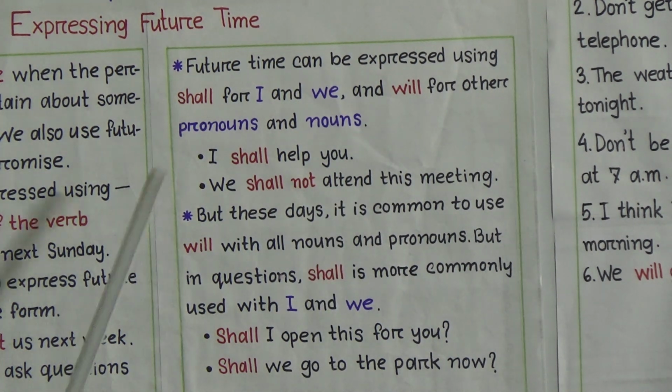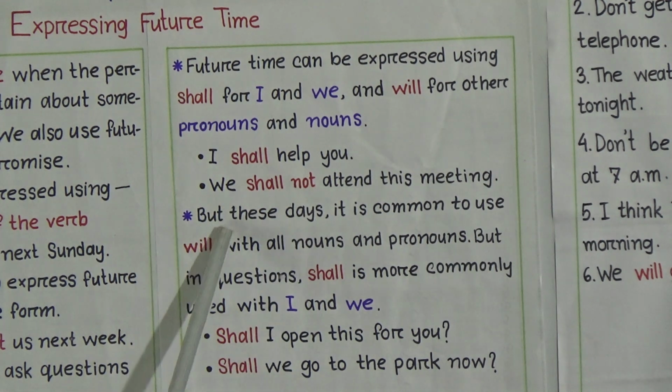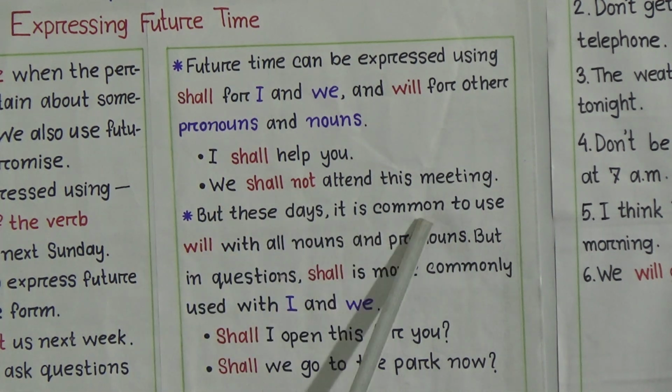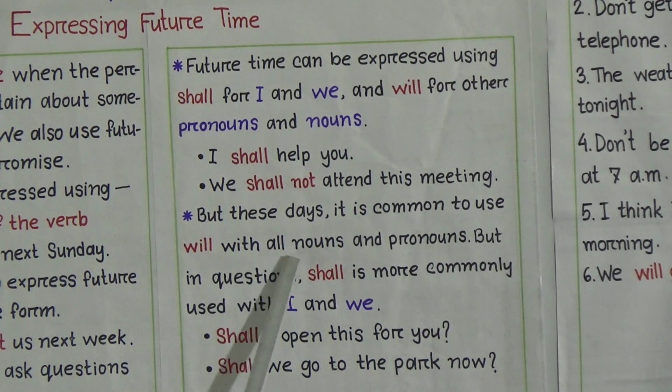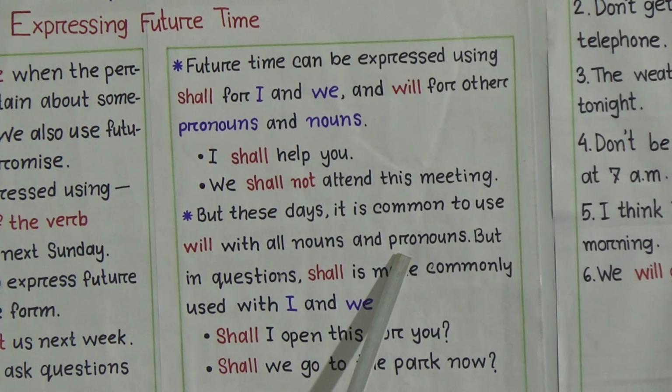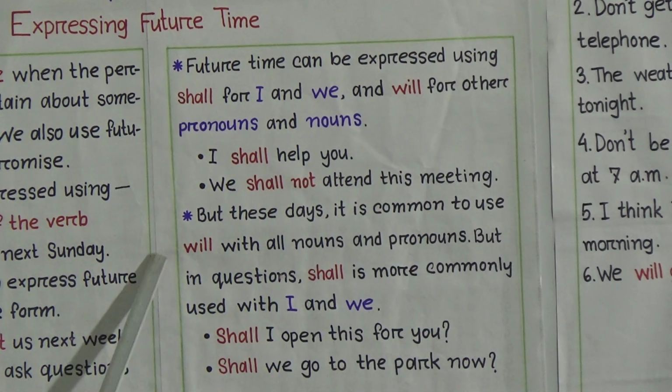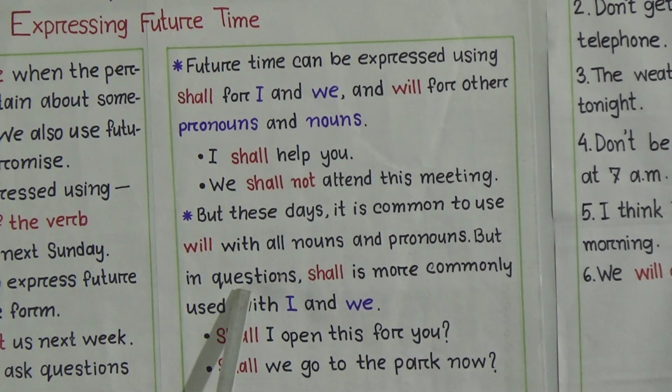Now, next rule: these days it is common to use will with all nouns and pronouns. It means it's common to use will with all nouns and pronouns. But in questions, shall is more commonly used with I and we. We can use will with any noun and pronoun, but it is better to use shall with the subjects I and we when we make any question.